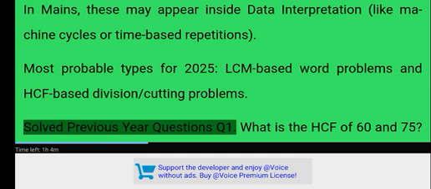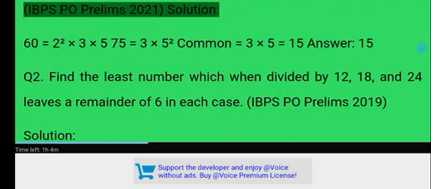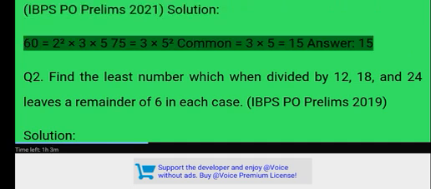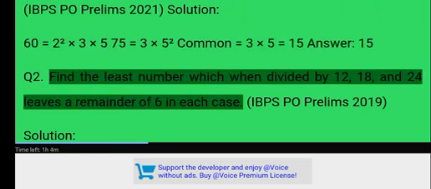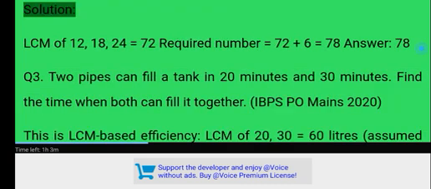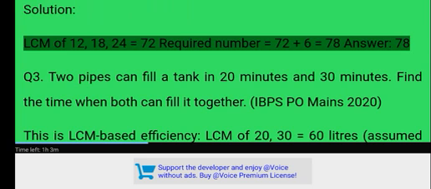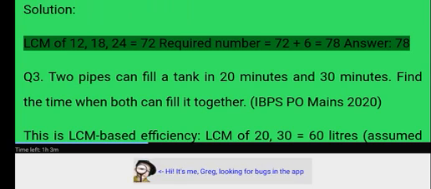Solved previous year questions. Q1. What is the HCF of 60 and 75? IBPS PO prelims 2021. Solution: 60 equals 2 squared times 3 times 5, 75 equals 3 times 5 squared. Common equals 3 times 5 equals 15. Answer: 15. Q2. Find the least number which when divided by 12, 18, and 24 leaves a remainder of 6 in each case. IBPS PO prelims 2019. Solution: LCM of 12, 18, 24 equals 72. Required number equals 72 plus 6 equals 78. Answer: 78.